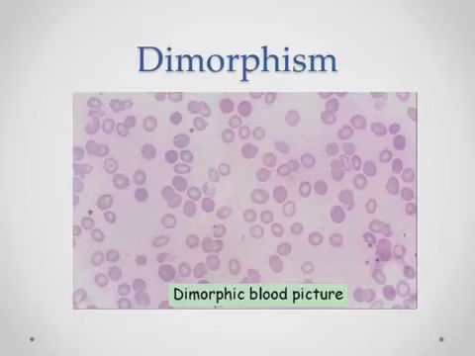This is called dimorphism. It is characteristic of sideroblastic anemia, but there are other conditions characterized by dimorphism, like iron deficiency anemia on treatment or with blood transfusion, or any condition with blood transfusion, like megaloblastic anemia also with treatment or with blood transfusion.